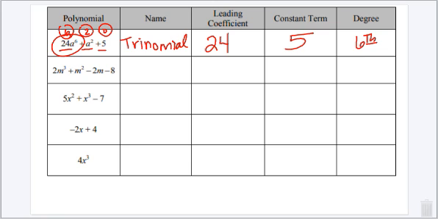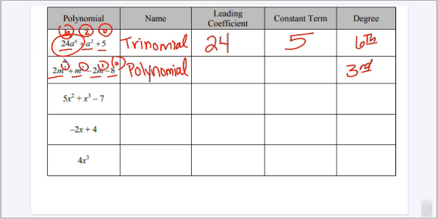Now look at the next one. So this one has 1, 2, 3, 4 terms. And we saw on the other slide with the vocabulary on it that there was a name for a monomial, binomial, trinomial, but beyond 3, we just call it a polynomial. Again, to find the leading coefficient, I have to know which term has the greatest degree. Since none of them have more than one variable, I know this one's a 3, 2, 1, 0. So my greatest degree is 3. Go ahead and put that over here.